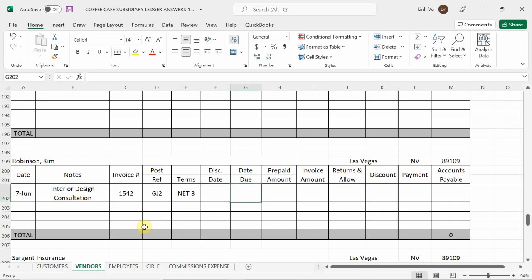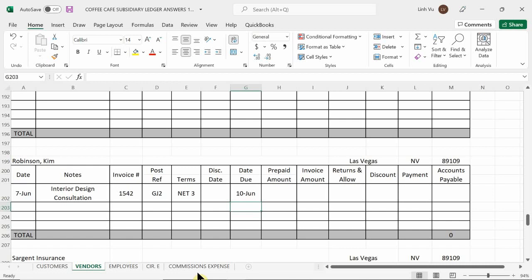So here's what's really cool about Excel, is that you can have it calculate 3 days. How do I do this? Since there is no discount, she didn't give me any discounts on her consultation, but we do have a due date. Now, how do we calculate the due date? You can press your equal sign, click on the date that we have here. It says right here June 7th, and you can simply add 3 days to it. And it will automatically calculate that this bill is due on June 10th.